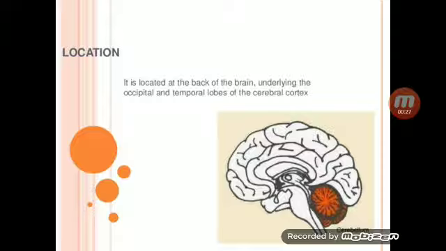The cerebellum lies dorsal to the brain stem in the posterior occipital fossa. On each side, it's connected to the brain by three peduncles: inferior peduncle, middle peduncle, and superior peduncle.